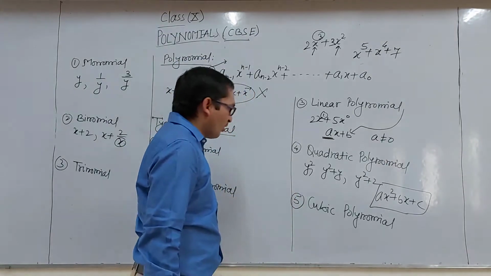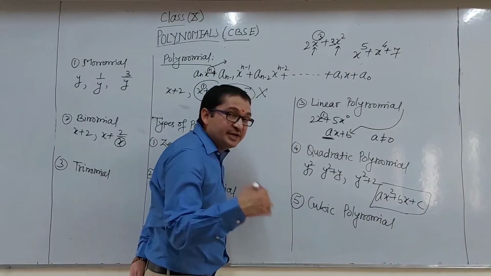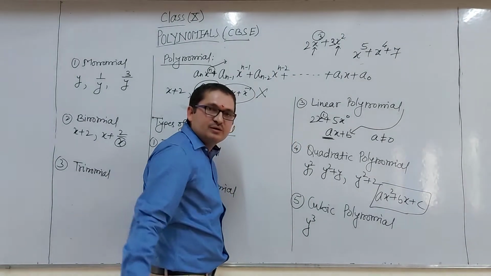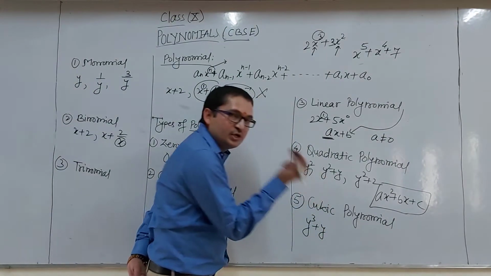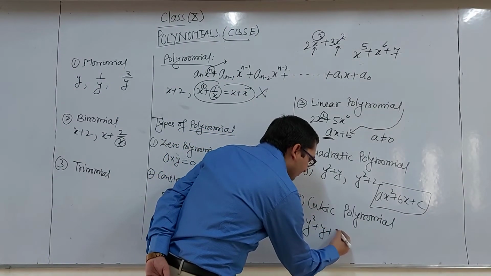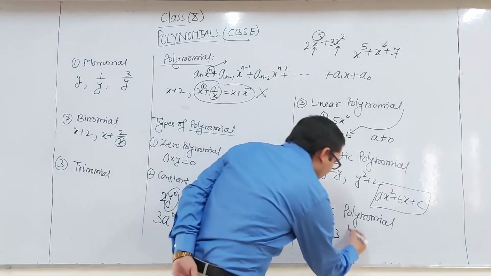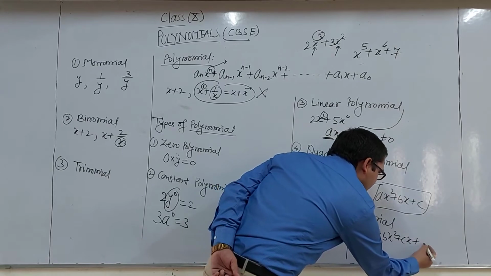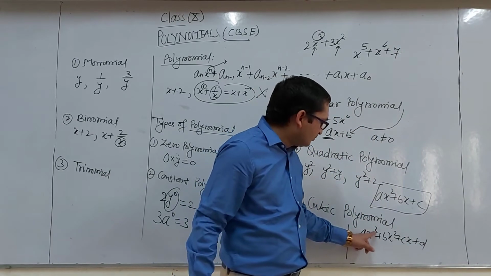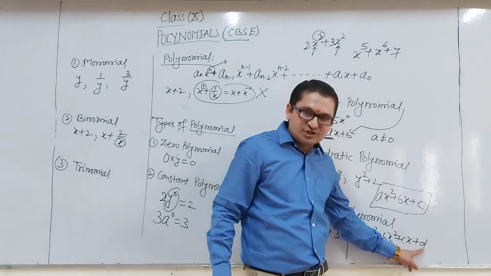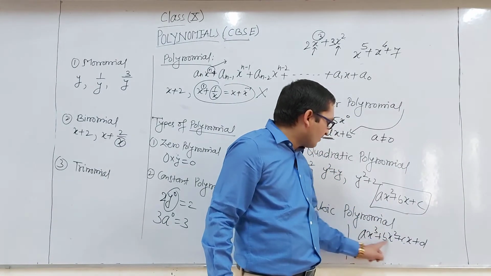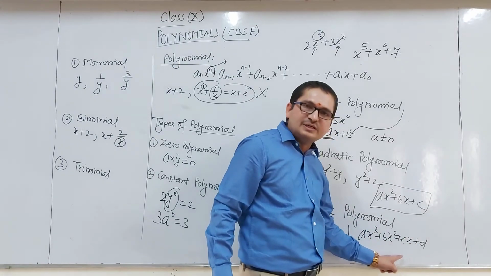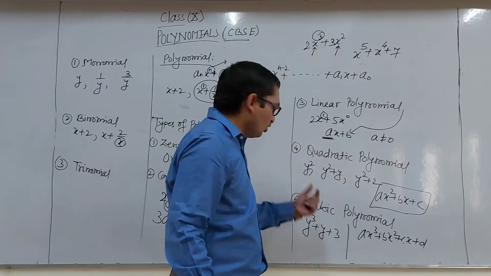Now cubic polynomial. A cubic polynomial has degree 3. The highest power of the variable should be 3. So y cube, y cube plus y, y cube plus y plus 3 are cubic polynomials. The standard form of the cubic polynomial is ax cube plus bx square plus cx plus d, where a, b, c, d are constant real numbers. The highest power of the variable here is 3, so the degree of this polynomial is 3. Hence this is a cubic polynomial.